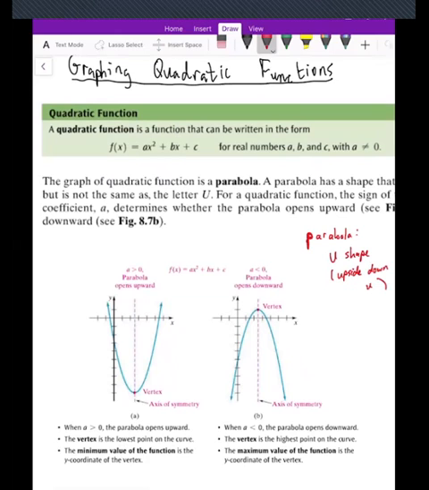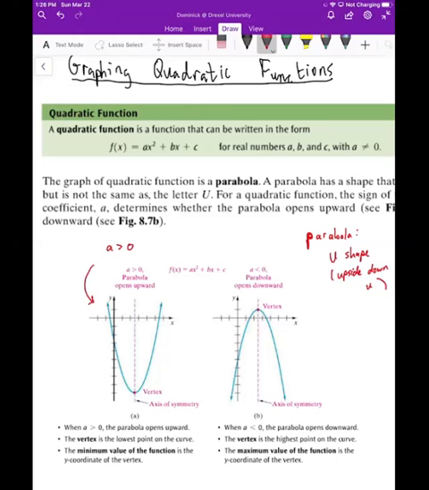Now, whether or not it's upside down depends on one thing. So if your a, your term in front of your x squared, is positive, it turns out that you have the regular U shape shown here, where the parabola opens upward. And if your a is negative, or your coefficient of your x squared is negative, the parabola is going to open downward, and then you're going to get that upside down U shape.